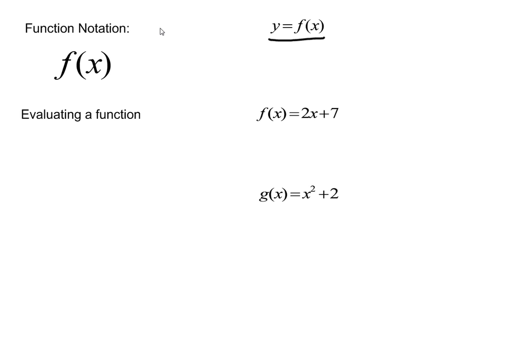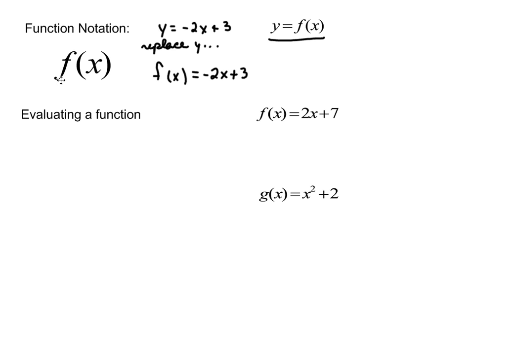So for example, in our last example, when we had y equal to negative 2x plus 3, what we're going to be doing right here is replacing y with this symbol, f of x. And we would get f of x equals negative 2x plus 3. Instead, all the f of x does is replace y.